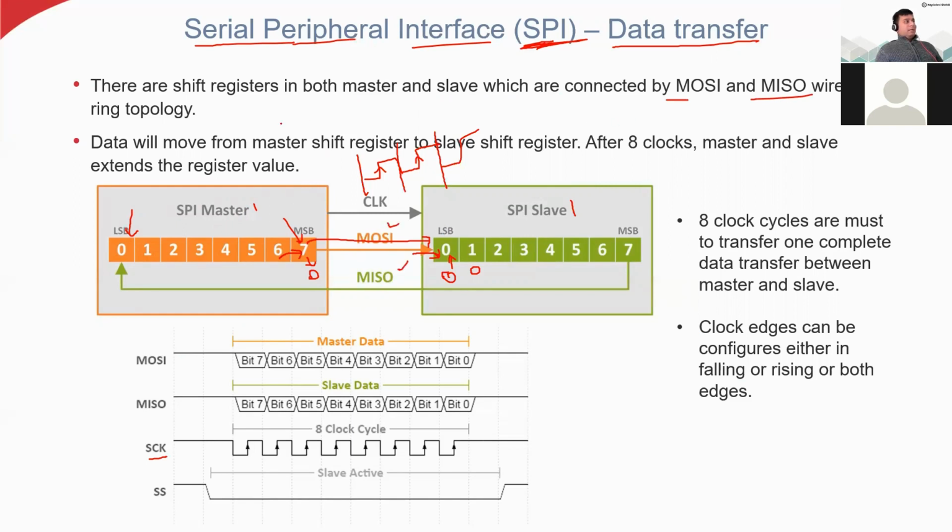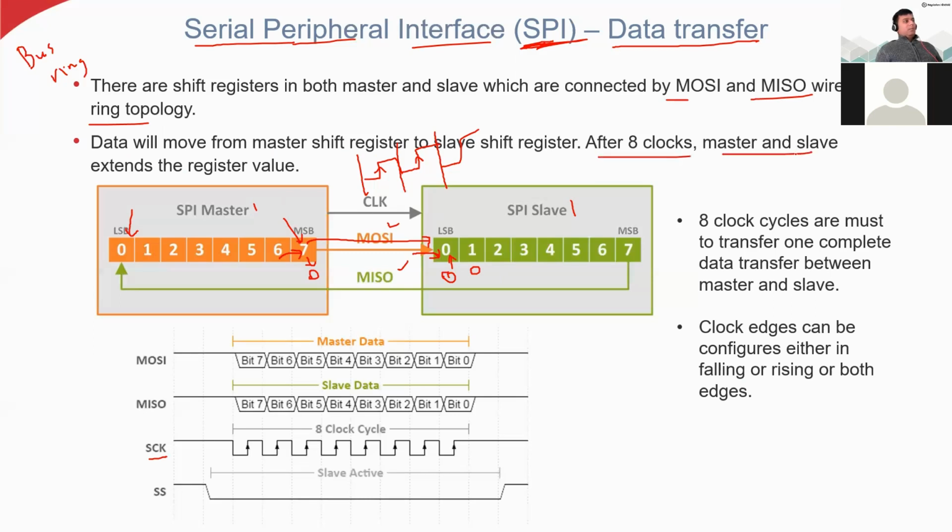We have studied about ring topology last semester. We have studied about bus topology, ring topology, mesh topology, and so on. The ring topology means it will be just like in the circular mode. It will be transferring the data between these 2 blocks. So data will move from master shift register to slave shift register.